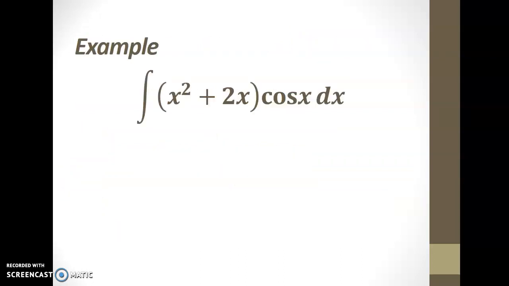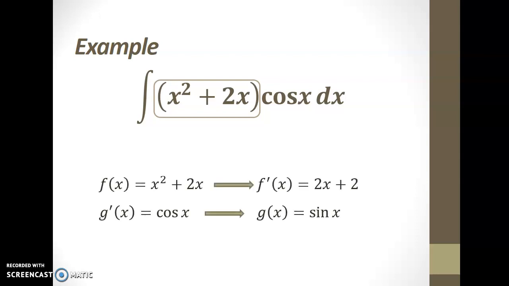Here's an example where we have x squared plus 2x, which is multiplying with cos. Polynomials come higher in our hierarchy list when it comes the time to choose it as f. Cosines and trig functions in general come in last. So x squared plus 2x will play the role of f, which means we will have to find for it the term that plays the role of f prime. That would be 2x plus 2. By default, cos of x will have to be g prime, and its antiderivative, g, is sine of x.